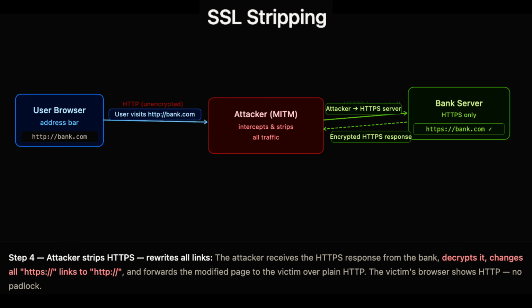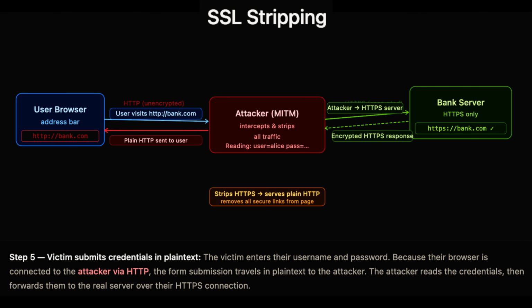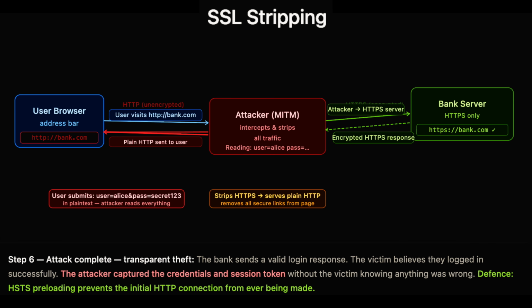The attacker receives the HTTPS response from the bank, decrypts it, changes all HTTPS links to HTTP, and forwards the modified page to the victim over plain HTTP. The victim enters their username and password. Because their browser is connected to the attacker via HTTP, the form submission travels in plaintext to the attacker. The attacker reads the credentials, then forwards them to the real server over their HTTPS connection.